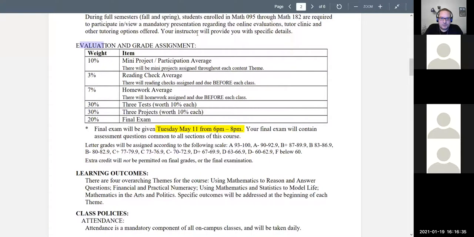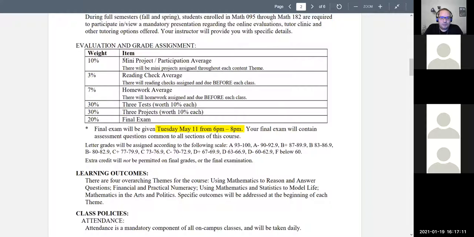Evaluation and grade assignment. So this is probably the most important part of the syllabus, I would say. This is a breakdown of how your final grade is going to be calculated at the end of the semester. So we have several different categories. We'll have mini project, reading check, homework. We'll have three in-class tests, three major projects, and the final exam. So those are the categories that we are going to have for the grades.